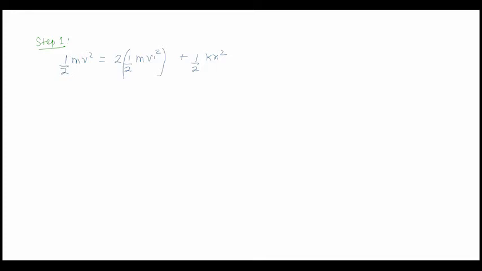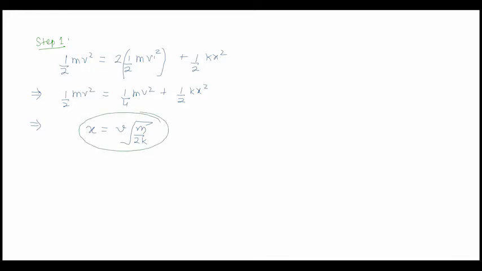So we can write it as half m v square, which is equal to 1 by 4 times m v square plus half k x square. So from here we can obtain that x is equal to v root over m by 2k. So this is going to be the compression produced.